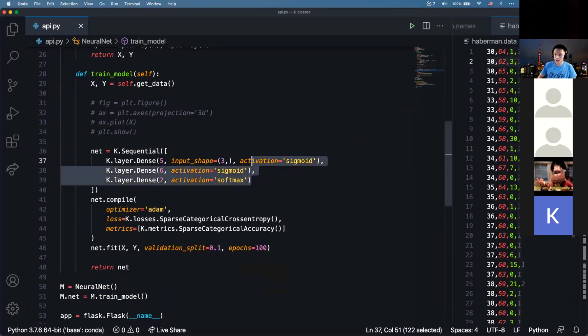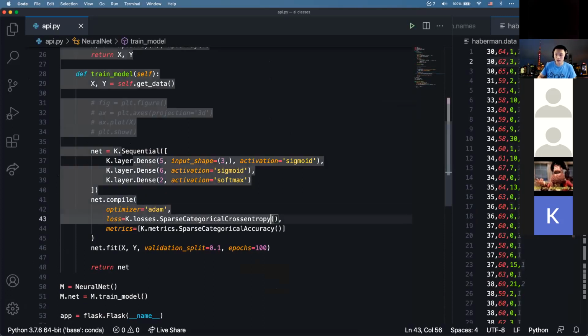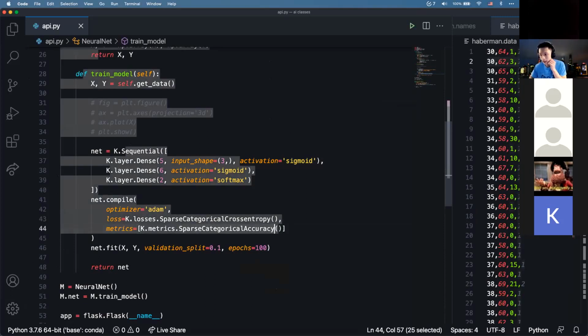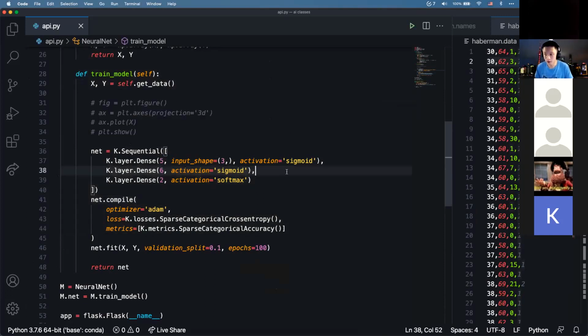So this is our neural network. And then we're going to compile it. We're going to give it a loss function. This loss function is something that we haven't talked about yet, but you shouldn't worry about it too much. It's called categorical cross entropy, but it's basically a way of saying how bad is your model. And it gives you a value that you want to minimize. And then for metrics, we're going to be wanting to look at the categorical accuracy. So how accurate is our model doing when we do the training.